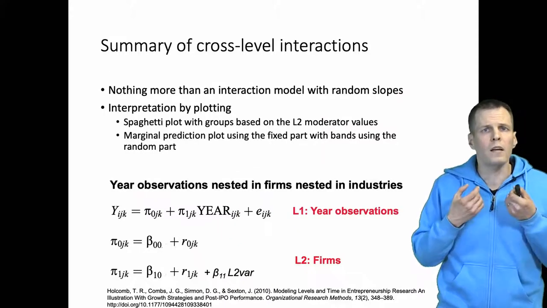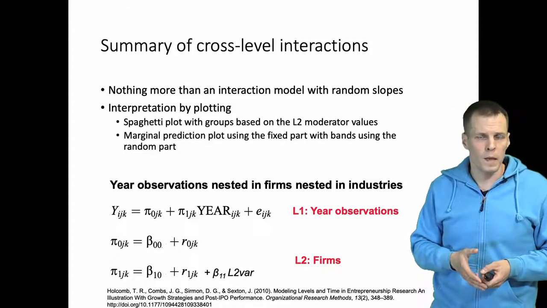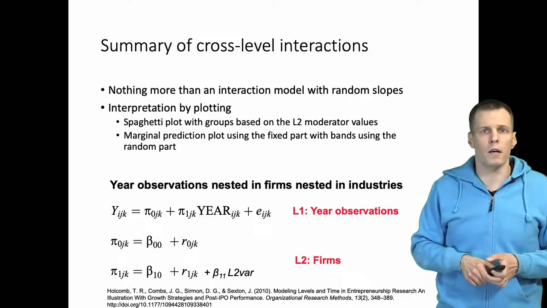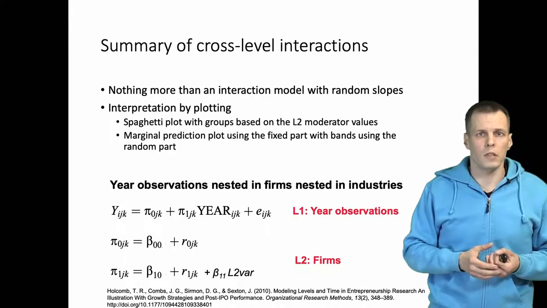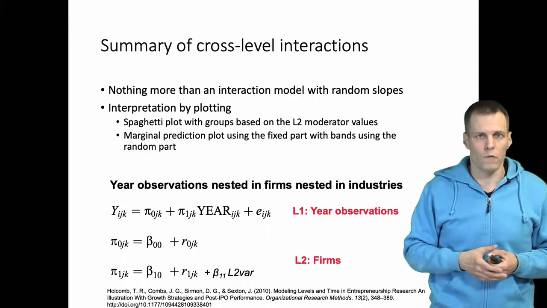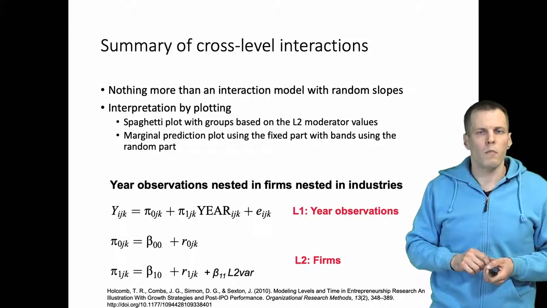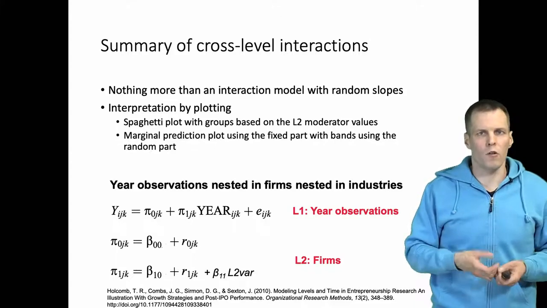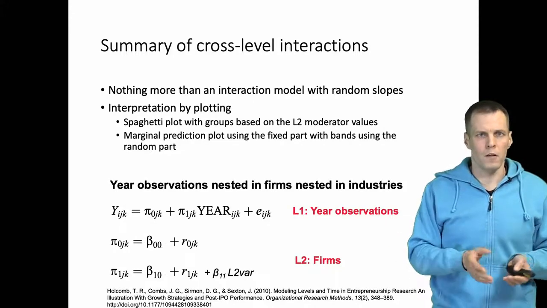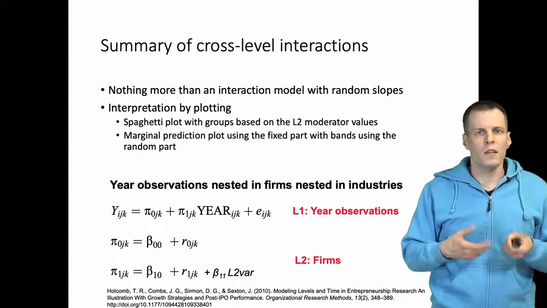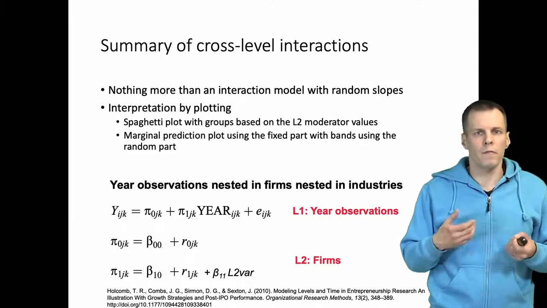So how do we then work with these cross-level interactions? Well, this is nothing more than an interaction model with random slopes. So you can just as well define the interaction in the level one model and don't care about the level two models with your level two variable. The interpretation of these models is a bit more complicated. Most of the time when you have these Excel sheets or built-in procedures for doing an interaction graph of a normal interaction model or regression model, they don't actually support multi-level models. So you need to do some predictions by hand, but that's not very complicated to do.